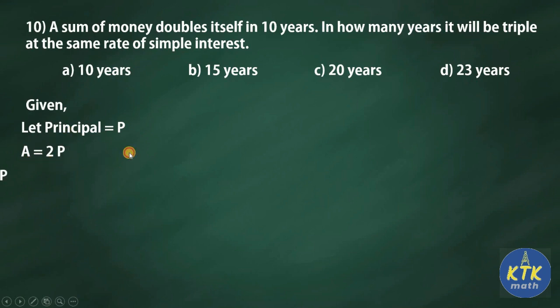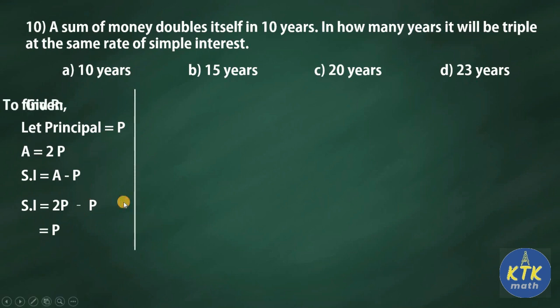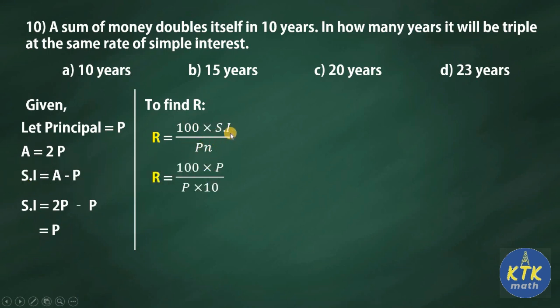So we need to find simple interest. We know that simple interest is the difference between amount and principal. So when you subtract this, your simple interest will be P. 2P minus P is P. It would be easy if you use X also as a variable. Now we need to find the rate of interest. How to find the rate of interest? We know the formula: 100 into simple interest by Pn. So substitute the values here: 100 into simple interest by principal into n. So 100 into simple interest, that is P, by P into n, that is 10 years.